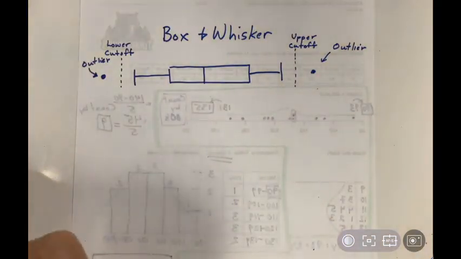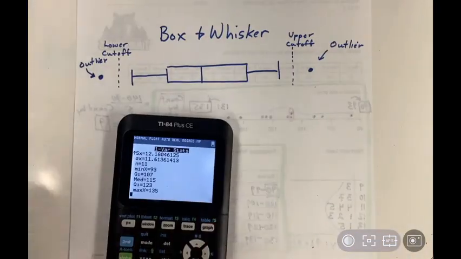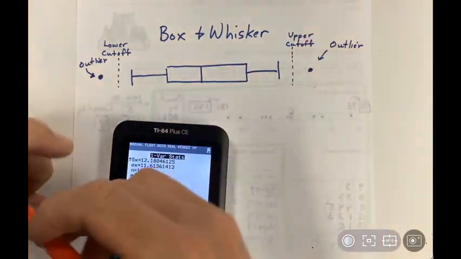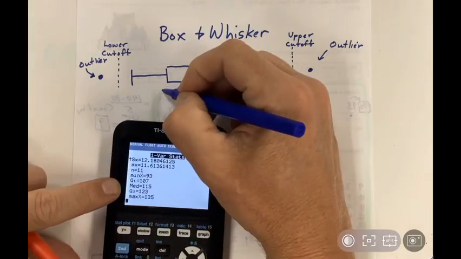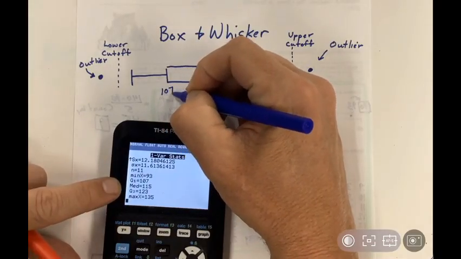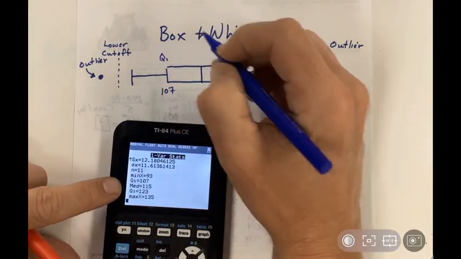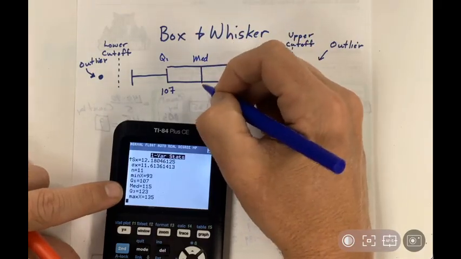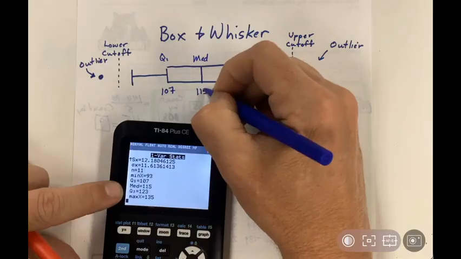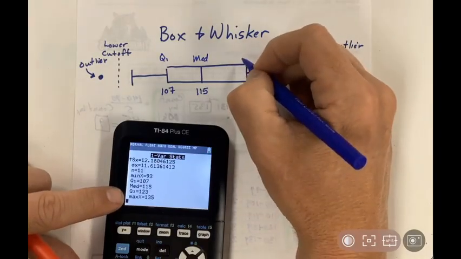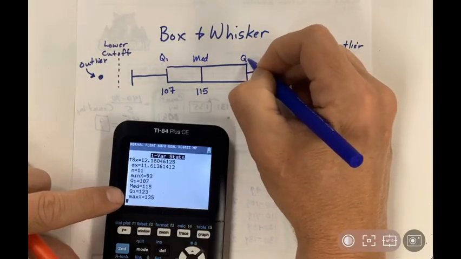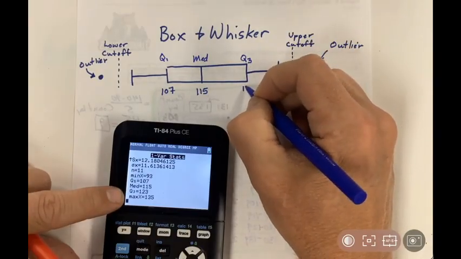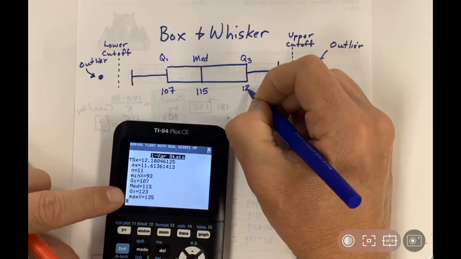So in this case, my Q1, as it mentions right here, what does it say? It says my Q1 is 107. So 107 is my Q1. And then my median is going to be at 115. And my other part of the box is 123. These are not negotiable, okay? You have to have those 3 numbers on the box. Now where it gets a little tricky is, oops, that's 123.